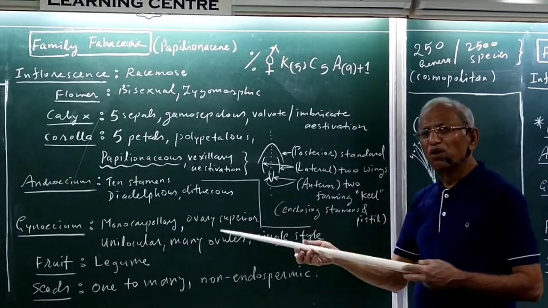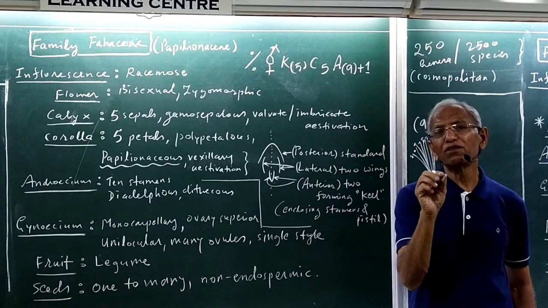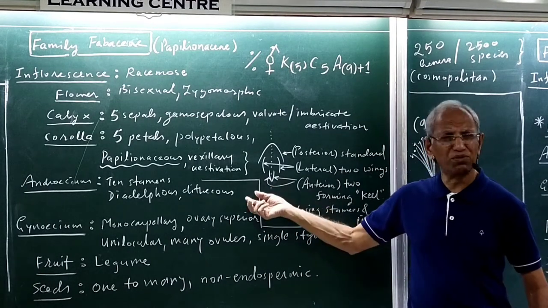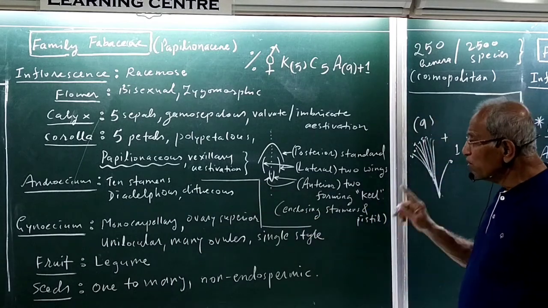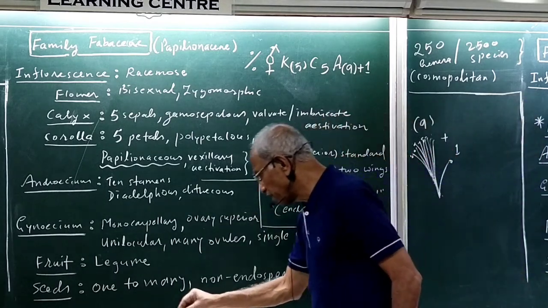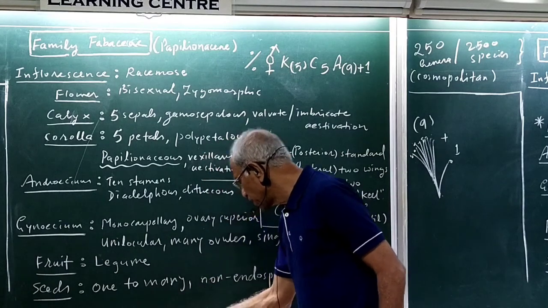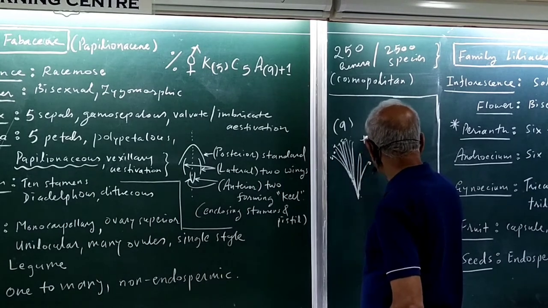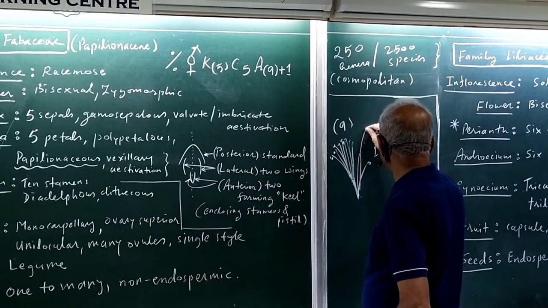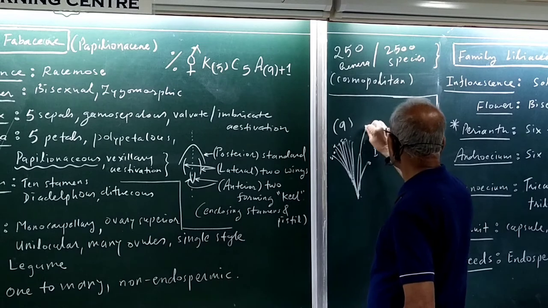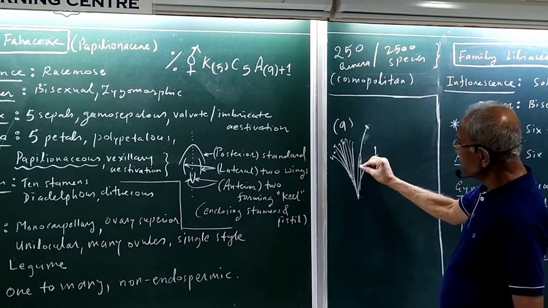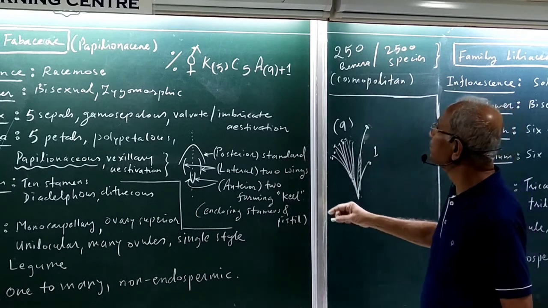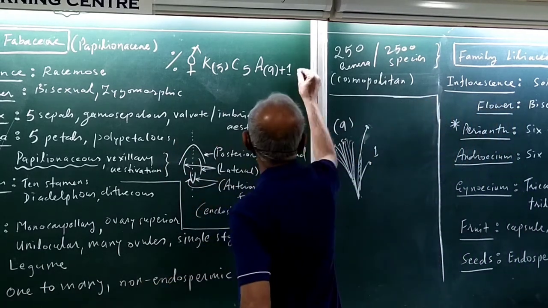Dithecous, you already know the word. In the Malvaceae we had monothecous. The anther is monothecous because there is only one lobe. Here there are two lobes, dithecous. Gynoecium, monocarpellary. If I want to show the gynoecium, I can show it here. Gynoecium is monocarpellary, a single carpel. It's something like this. This is the gynoecium, this is the ovary, the style, and the stigma, single carpel. So I'll write it here, gynoecium 1.